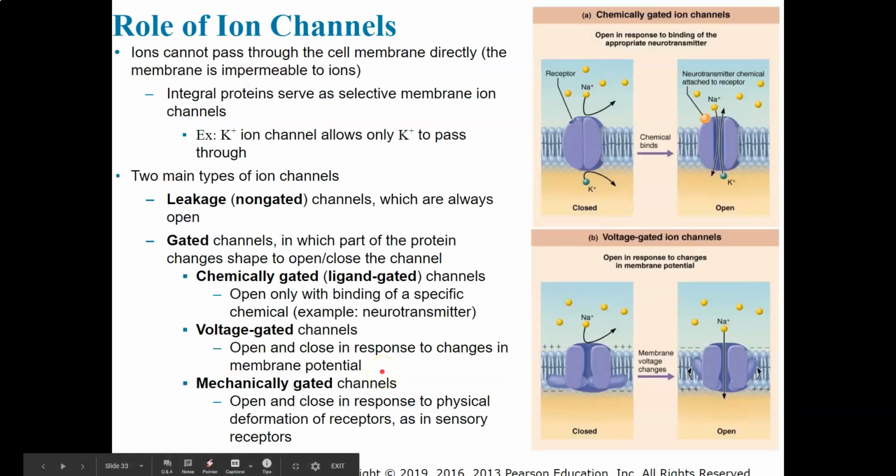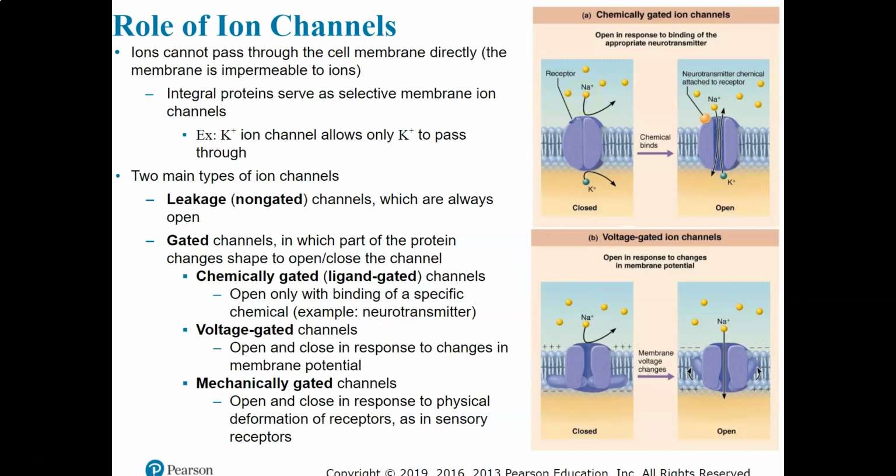Ion channels are going to be responsible for allowing that flow of charged particles. Ions cannot pass directly through the cell membrane. Our cell membrane is a resistor. It is going to prevent the flow of those charged particles due to these hydrophobic fatty acid tails. Charged particles, having a charge, are hydrophilic.